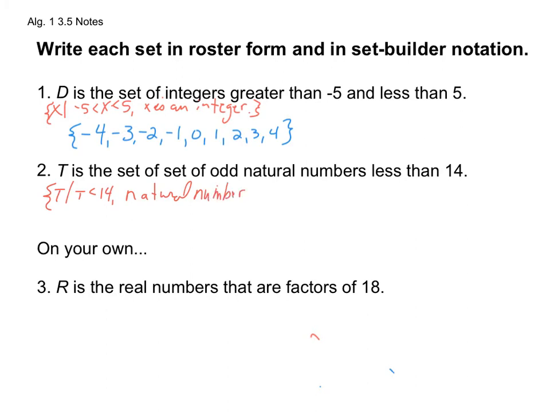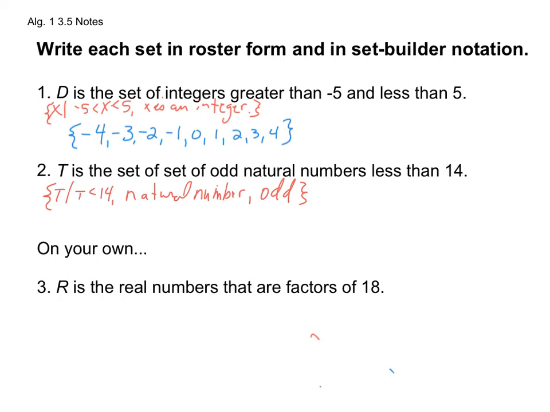All right, so basically, I missed something here, and I need to also say that it is odd. Just about forgot that. Okay. So T such that T is less than 14, T is a natural number, and T is odd. Okay, so that takes care of our set builder notation.